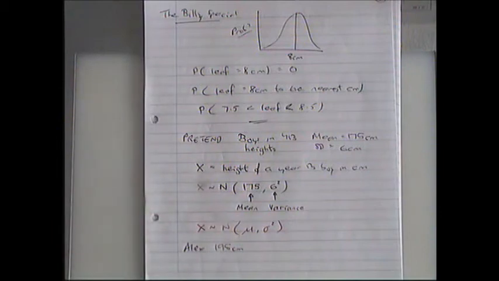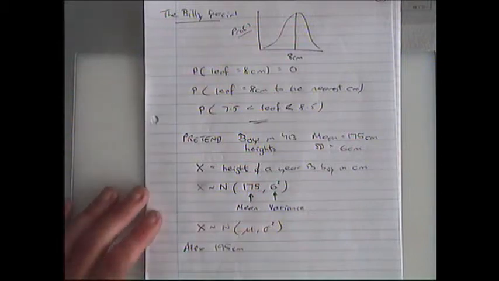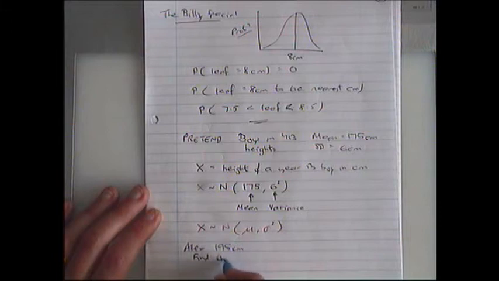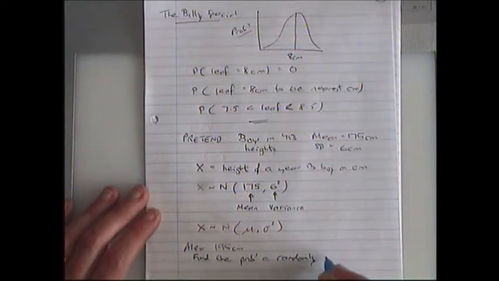And what we wanted to do was find the probability that any year 13 boy we chose at random was smaller than Alex. That's the sort of question we were coming at. So the question might be, find the probability a randomly chosen year 13 boy is shorter than Alex.